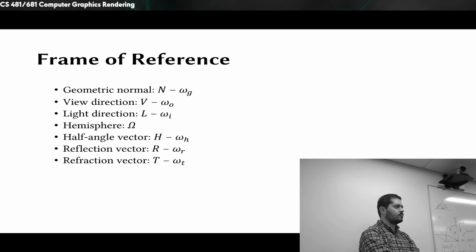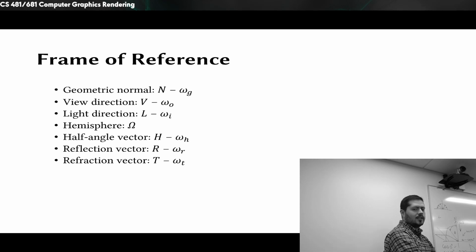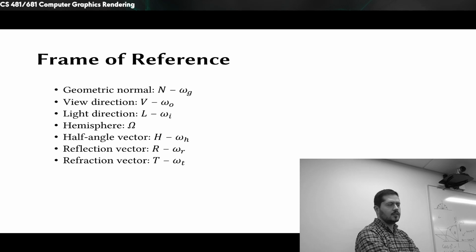It's to take into account the viewer's position. If I were to look at a reflective surface from one angle versus another. Not 100%, because these are all the same things. So if I say N, I could just as well have said omega G. And if I said V, I could have just as well said omega O. So the question is, where did the notation come from? Why do we have the notation?